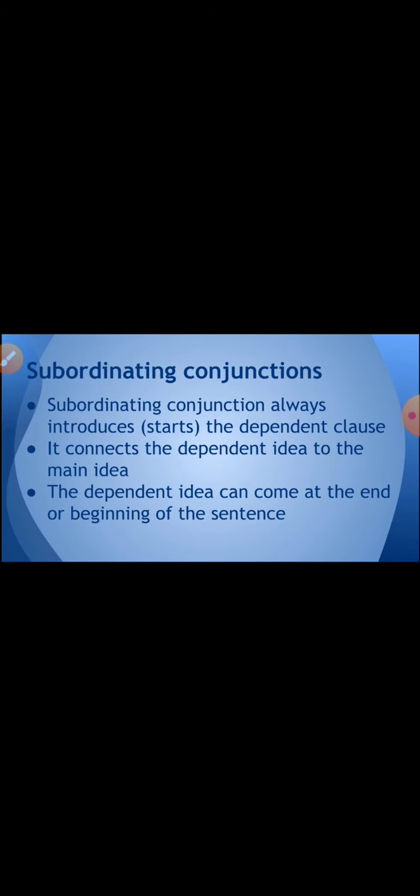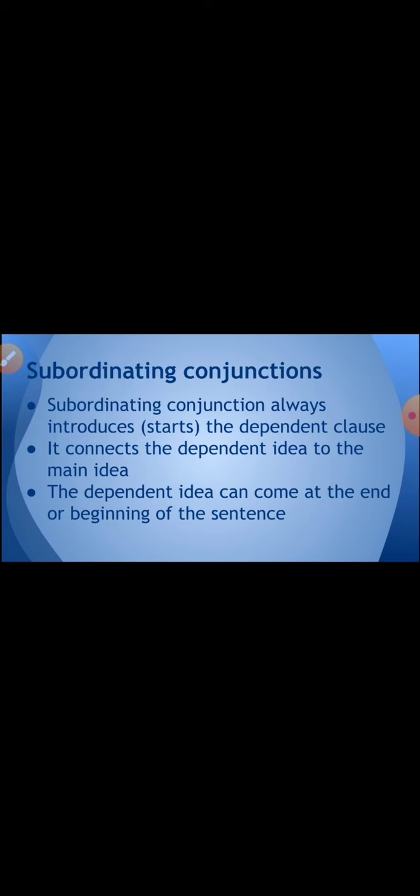Now, how does this subordinating conjunction work? Subordinating conjunctions always introduce the dependent clause. So that clause which is dependent for its meaning on the independent clause, it introduces that. इसका काम, subordinating conjunction का काम होता है, ये हमें introduce करता है, ये start करता है कौन सा clause? Dependent clause. The words which we did in the previous slide, that is after, as soon as, if, all these things, ये words करते हैं introduce एक dependent clause. It connects the dependent idea to the main idea.